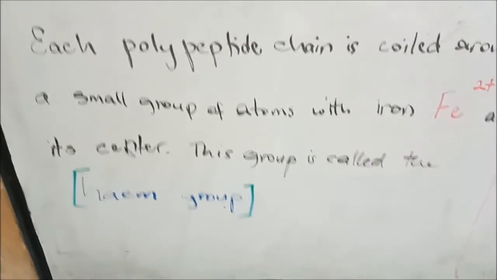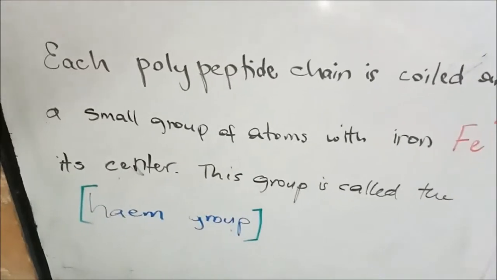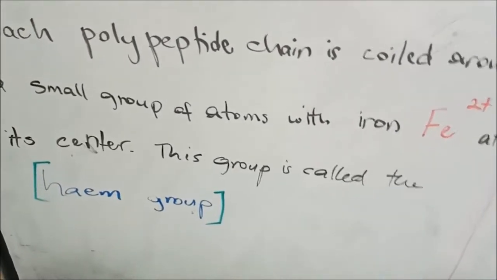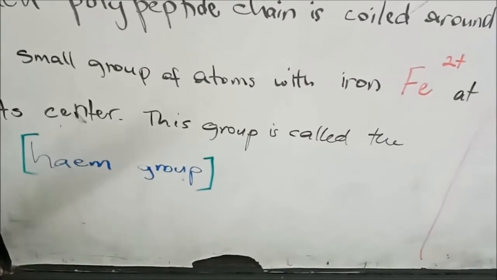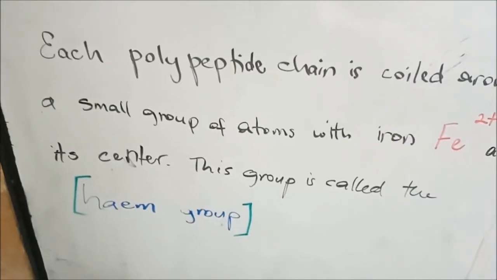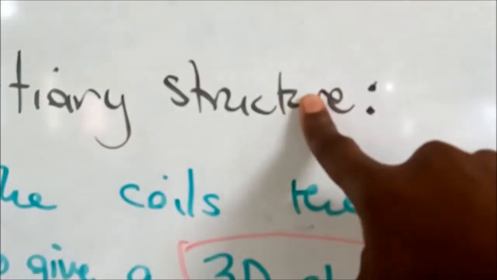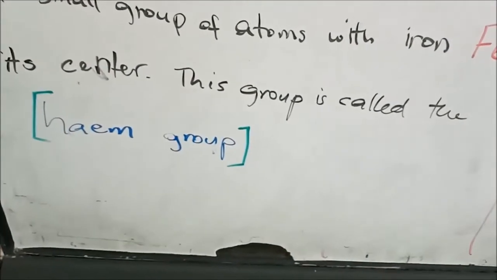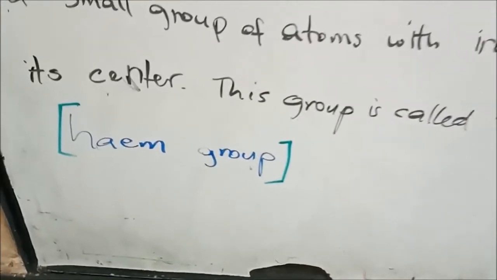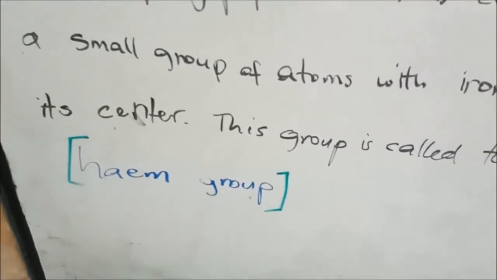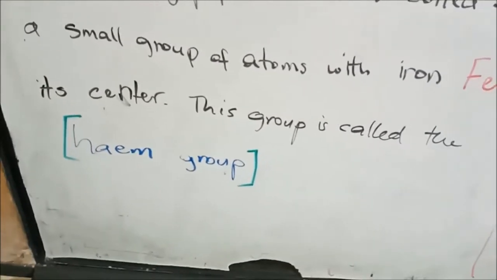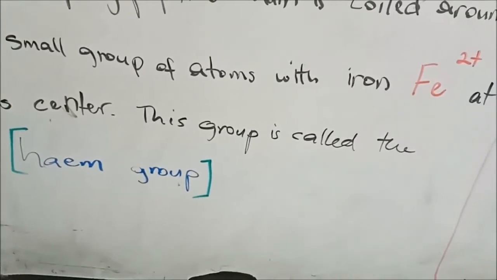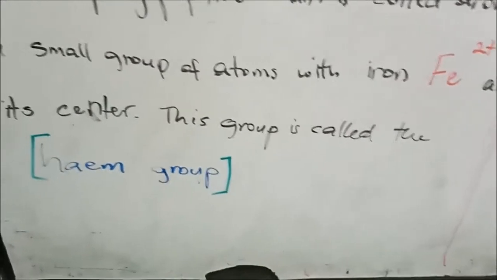When I'm saying something about a prosthetic group, we all know that proteins are made up of amino acids which form polypeptide chains. But I'm telling you now that when the polypeptide chain is in the tertiary structure, it will coil around a group of atoms which have an iron in the middle of them, and that group, we call it the heme group, right? This actually helps the polypeptide chain in its function, but it is not really a basic unit of protein. It's just a heme group.